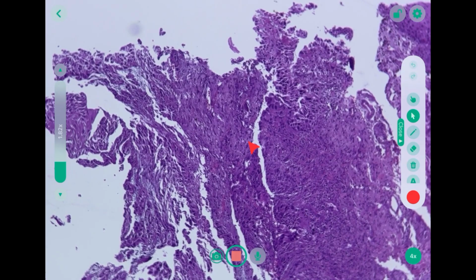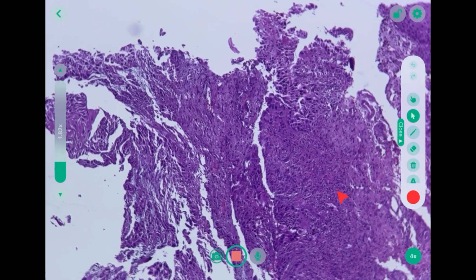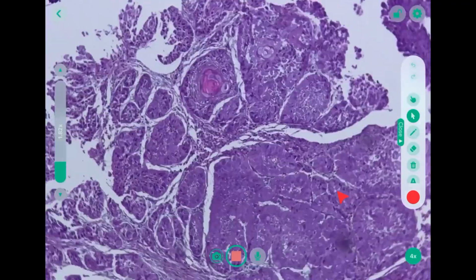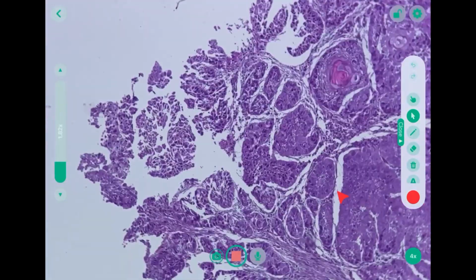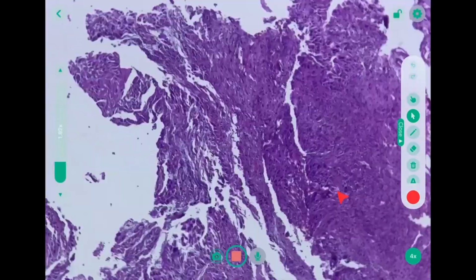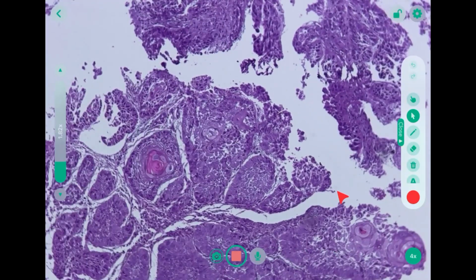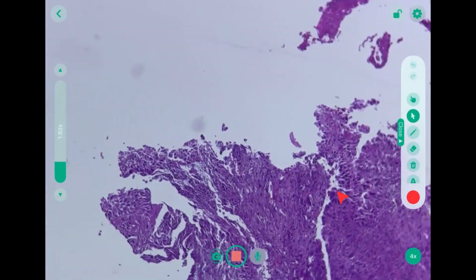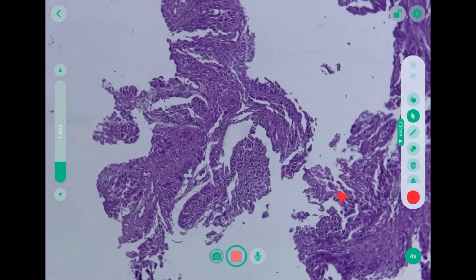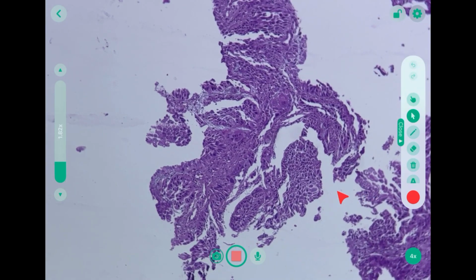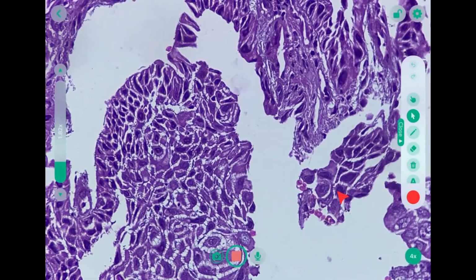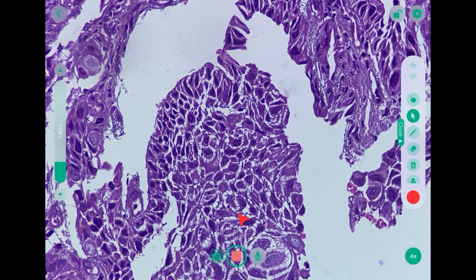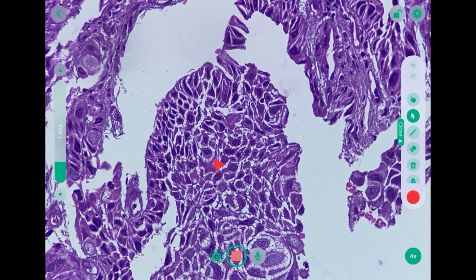Here we can appreciate these tumor cells in sheets. So this is less differentiated, or we can say this is moderately differentiated. So mostly in nests, lobules, and in sheets. Few keratin pearls are seen, along with individual cell keratinization and intercellular bridging. We can appreciate intercellular bridging here nicely.